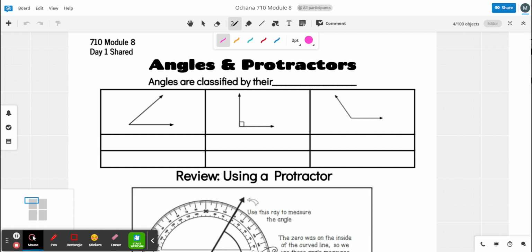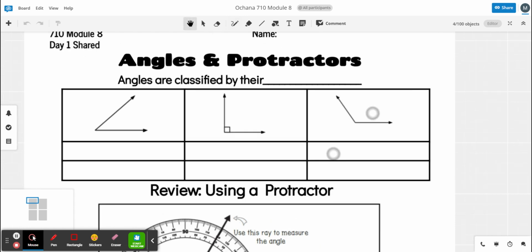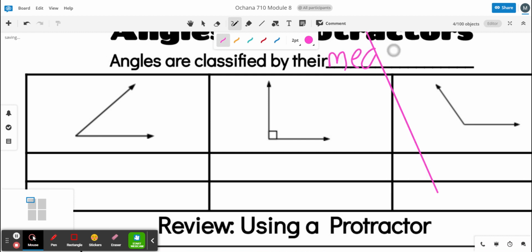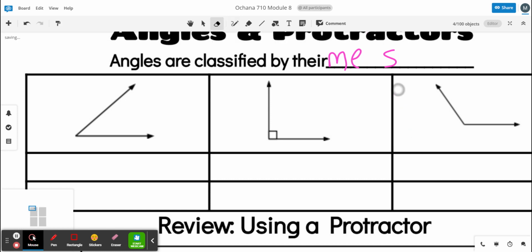So at the top, we have something under the title that says angles are classified by their blank. In that blank, I'm going to zoom in here real quick. In that blank, you're going to write by their measure. Okay, so angles are classified by their angle measures.